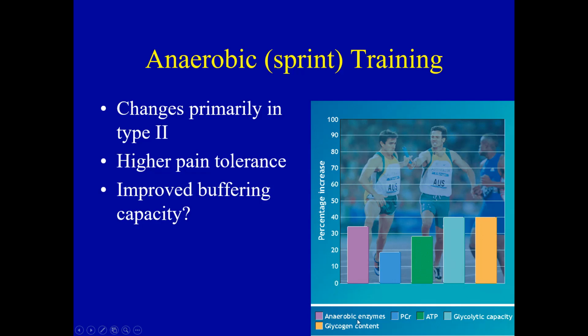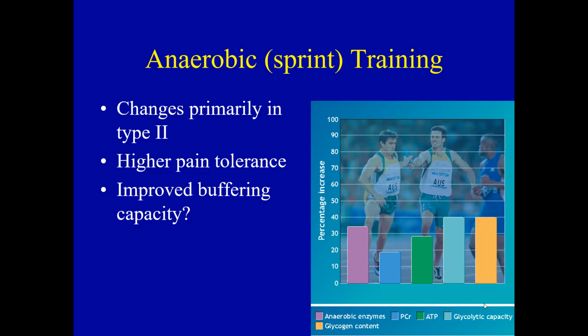So anaerobic enzymes, like all those enzymes of the immediate pathway or the glycolytic pathway, are going to improve. Creatine phosphate levels will go up because that's in the immediate pathway. ATP storage, since you need a lot of it quick, will go up. Glycolytic capacity goes up, and then overall glycogen content, since we can use glycogen anaerobically, will increase. So by training anaerobically, your anaerobic systems will improve.